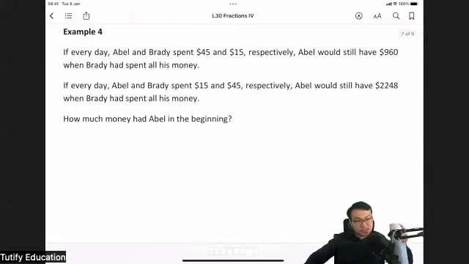Everyone, I want you to read this question for 15 seconds. After that, I want you to type in the chat group, who is richer? Who has more money? Abel or Brady? Everybody type in the chat group now. Who do you think is the richer one? If you're not sure who is the richer one, put a question mark.